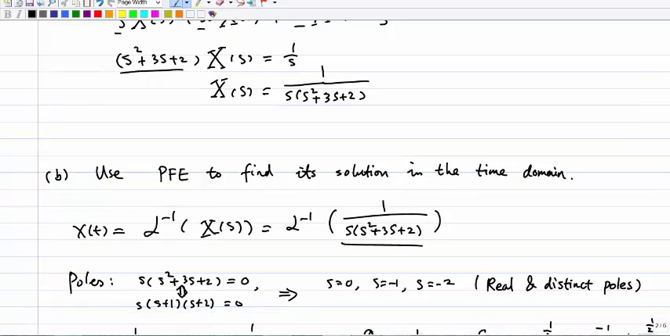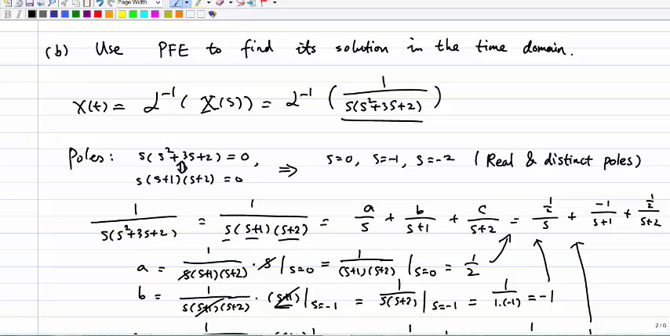The second step is to use partial fraction expansion to find the solution in the time domain. This is exactly what I mentioned in the second question, but the case is a little bit more complicated. Again, in order to find the inverse Laplace transform, I need to figure out which case it falls under: real distinct poles, repeated poles, or complex conjugate poles. To do so, I need to compute the poles of the solution function, which is 1 over s times s squared plus 3s plus 2.